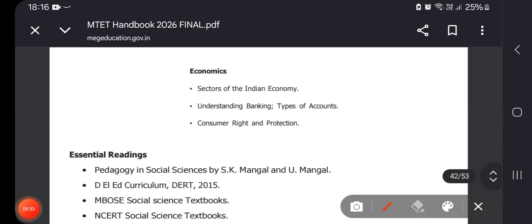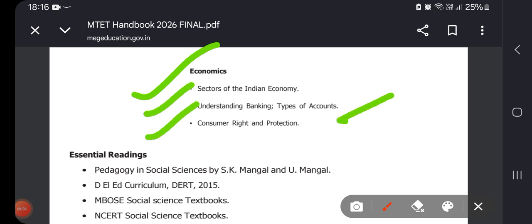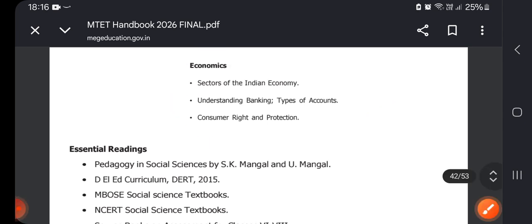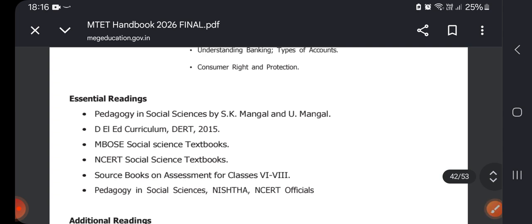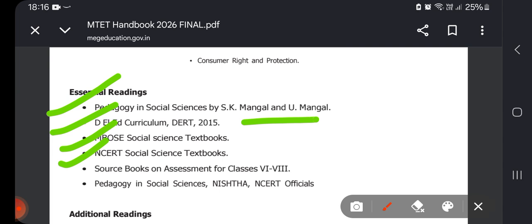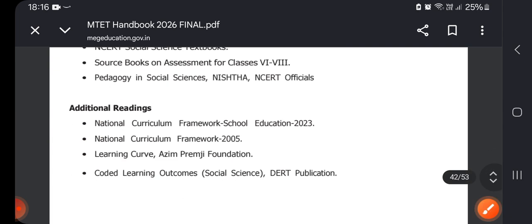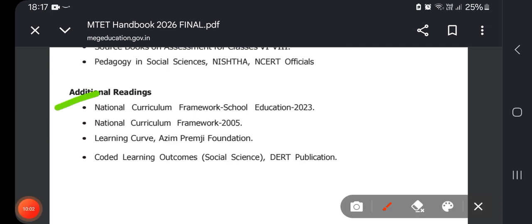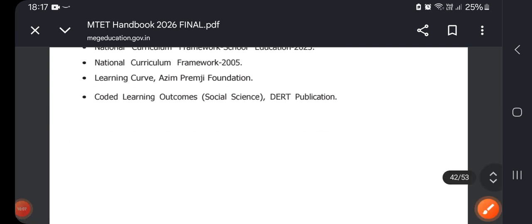Okay. Now coming to economics, it is sectors of the Indian economy, understanding banking and its types, and concepts and rights. Okay. So from where you have to study: Pedagogy in Social Science by S.K. Mandal and U. Mandal, Diet books, Embo's textbook, NCERT social science textbooks. Sources of books, assessment, pedagogy of social science by NCERT. Additional books, if you want to study, you can study the National Curriculum Framework. So all these things will be okay.